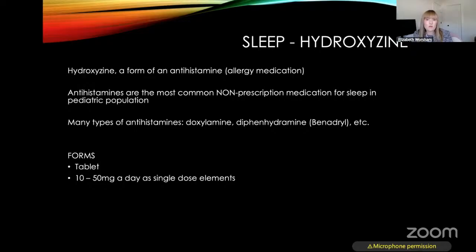There's different types. You'll see doxylamine, diphenhydramine, Benadryl over the counter. They're all very similar structurally. It comes in tablet form. Persons can be taking 10 to 50 milligrams a day. Some people space it out through the day. If they're having anxiety, it can be used that way, or they can take it as a single dose for sleep.